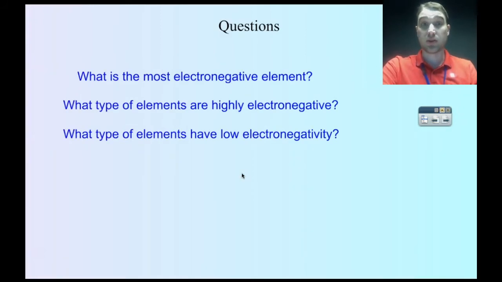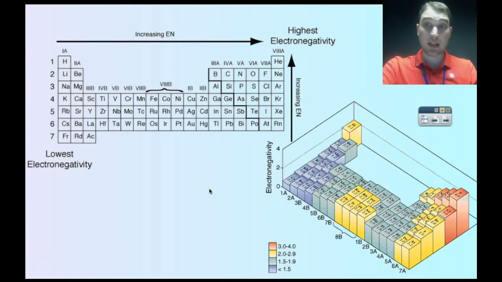So here are some questions. Which element is the most electronegative? What type of elements are highly electronegative? Which elements have low electronegativity? So if we look at the elements, we can see the electronegativity increases as we go left to right and from bottom to top. If we ignore the noble gases here, that gives us fluorine as our most electronegative element. If we look at the periodic table, our most electronegative elements are the nonmetals up here, and the elements with the lowest electronegativity are our metals over on the left-hand side and down the bottom.